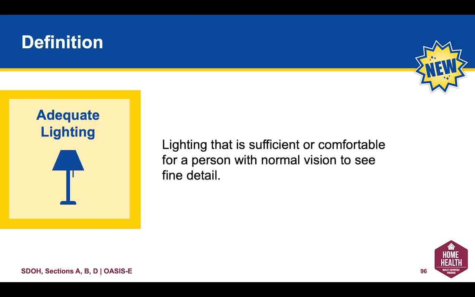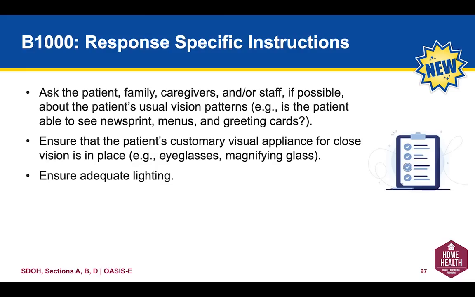In terms of assessing vision, it's important to have adequate lighting. And adequate lighting means that it's lighting sufficient enough that a person with normal vision is comfortable to see fine detail. In order to assess vision, the assessor should ask family, caregivers, and/or direct care staff over all shifts, if possible, about the patient's usual vision patterns. Consider questions such as whether the patient is able to see newsprint, menus, or greeting cards that they may receive. Then ask the patient about their visual ability.